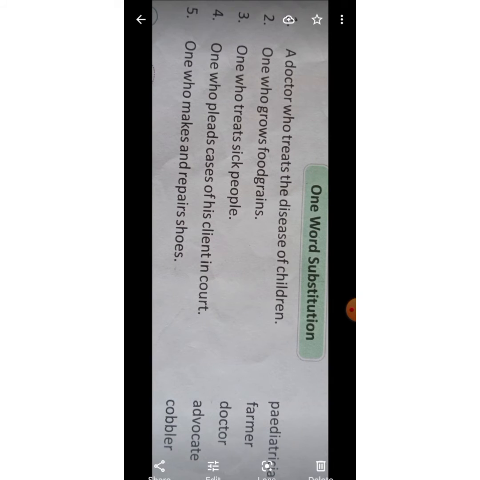And antonym of win is lose. Antonym of broad is narrow. Antonym of give is take. Antonym of wild is domestic. And antonym of false is true. After this, we will see some one word substitution.